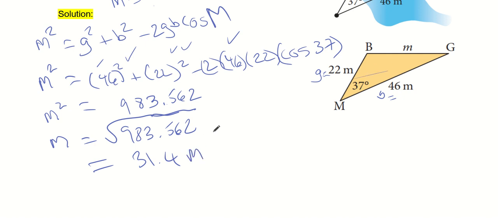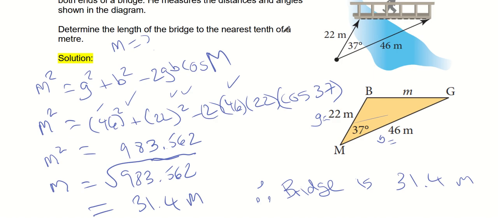So this has to be in meters as well. Therefore, the bridge is about 31.4 meters. You can make a statement here. Therefore, bridge is 31.4 meters. And it's one decimal place, the nearest tenth of a meter.